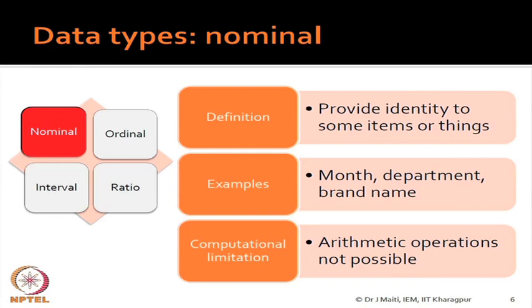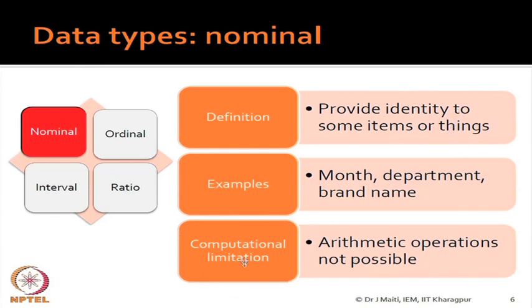Suppose you are trying to know the performance or status of the different departments of, for example, IIT. Then we have the department of chemistry, department of physics, department of mathematics, department of computer science, department of industrial and systems engineering management. All those things are basically providing identity, but sometimes we require this type of data in our analysis. This is nothing but nominal data.